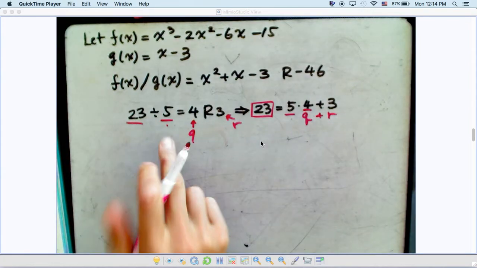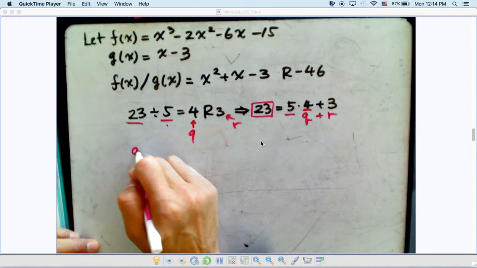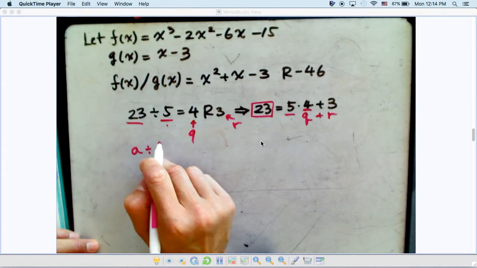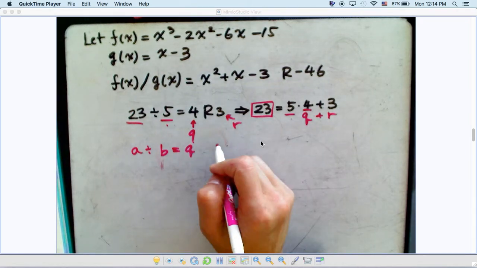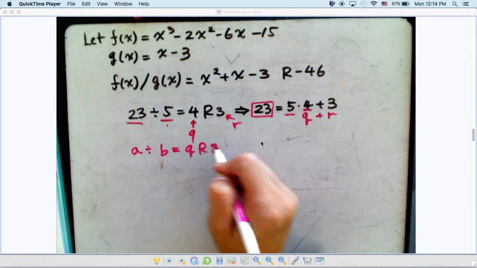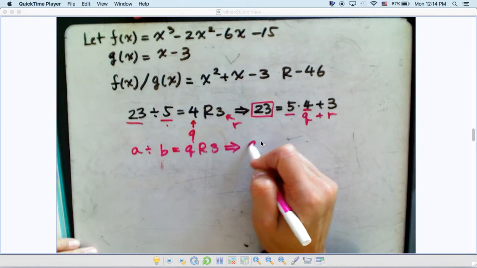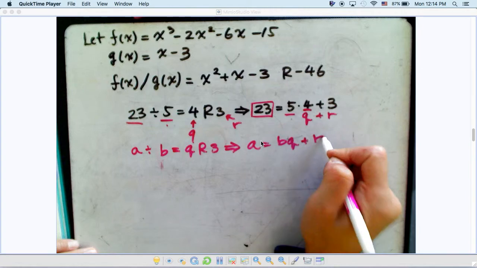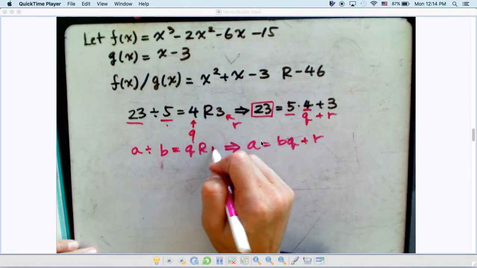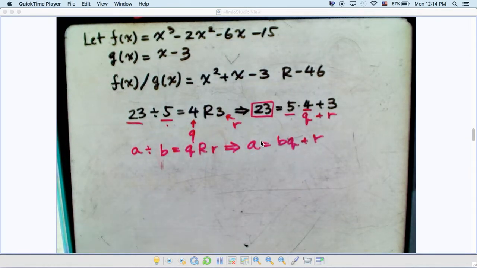So if you write it in general, so let's say A divided by B equals Q, which is the quotient, and the remainder R. That implies that A equals B times Q plus R. This 3 has to be R. Okay? So let's look at it.